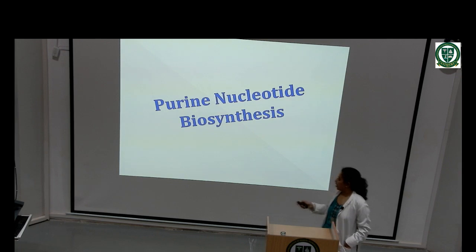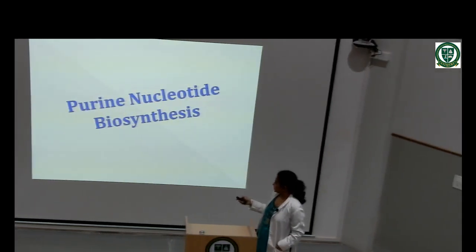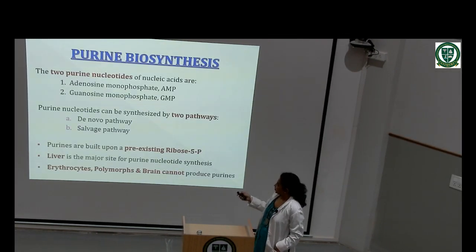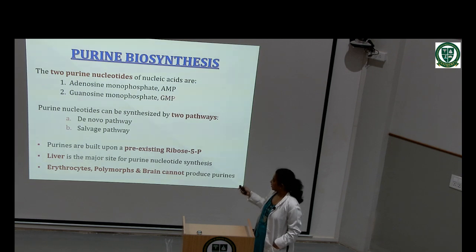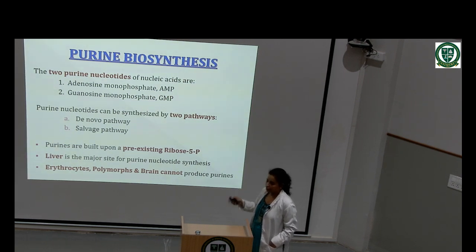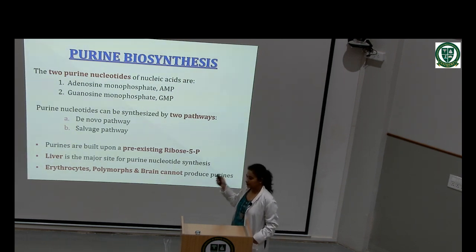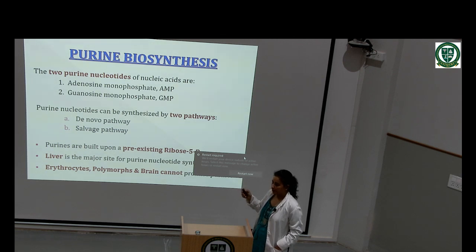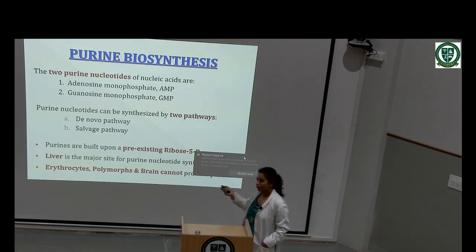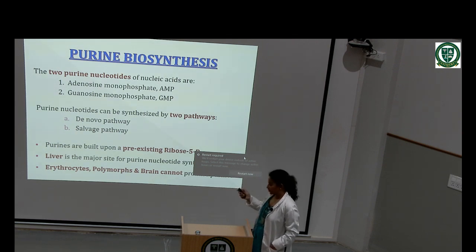Now, how do we synthesize the nucleotide? Okay. So the two purine nucleotides which exist in nucleic acids are adenosine monophosphate and guanosine monophosphate. You should remember that the nucleotide exists in monophosphate form in nucleic acids. Okay, only when they have functions other than the formation of nucleic acid do they exist as diphosphates and triphosphates.